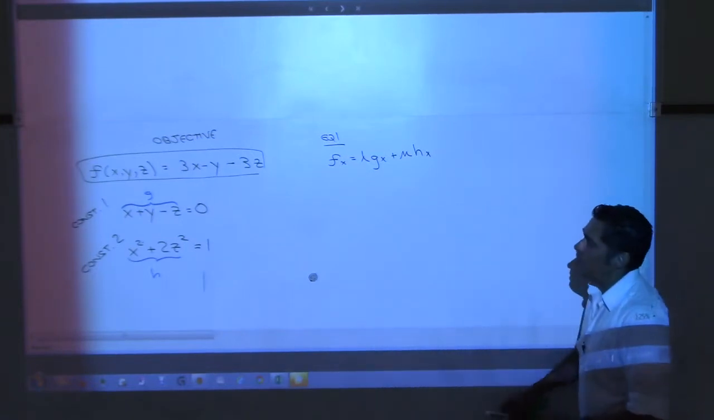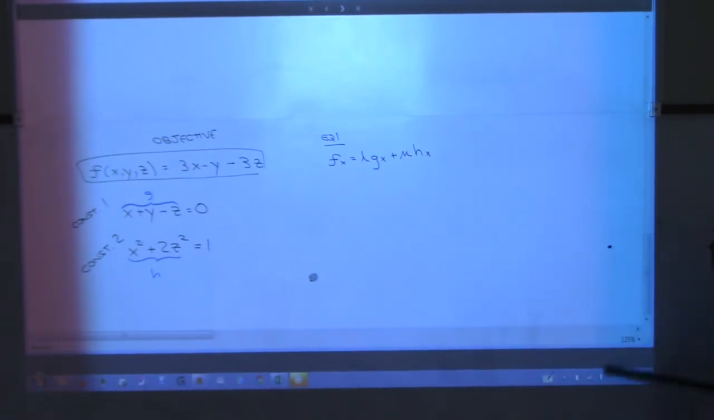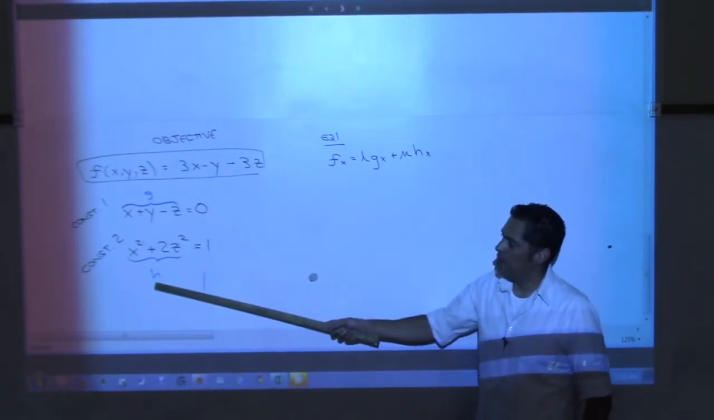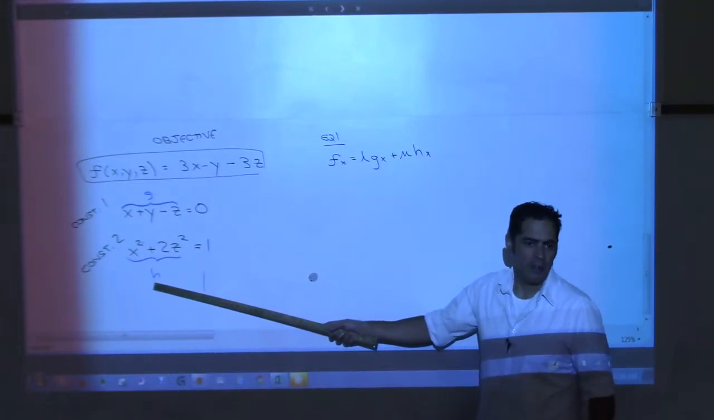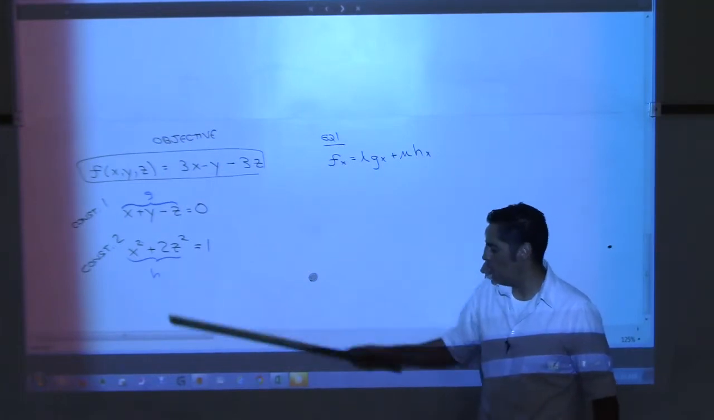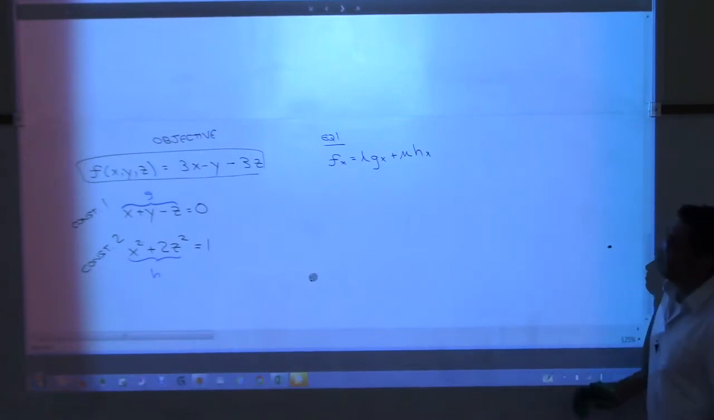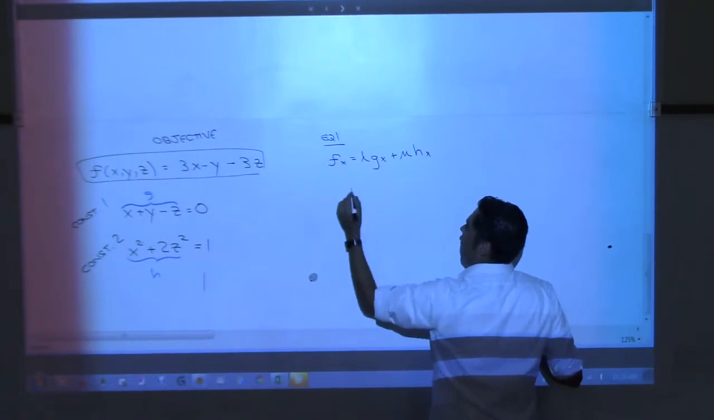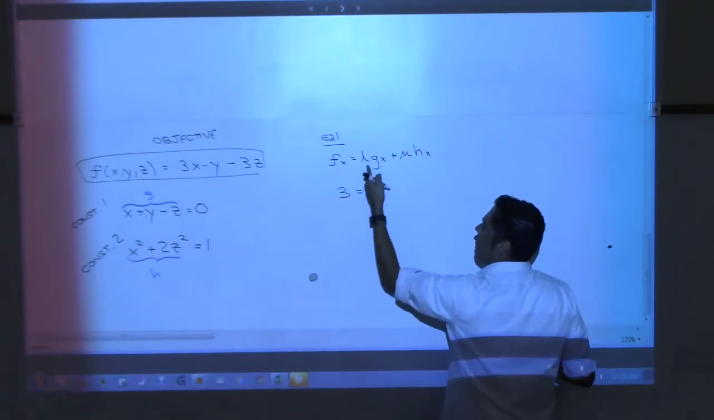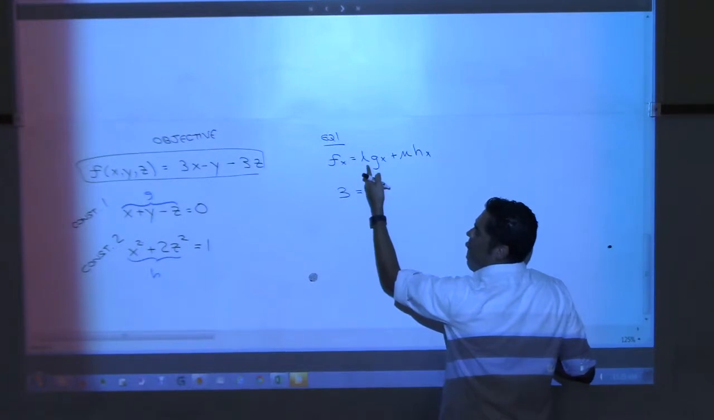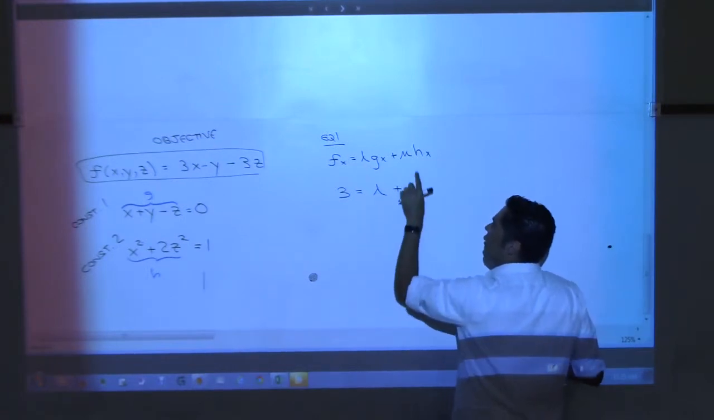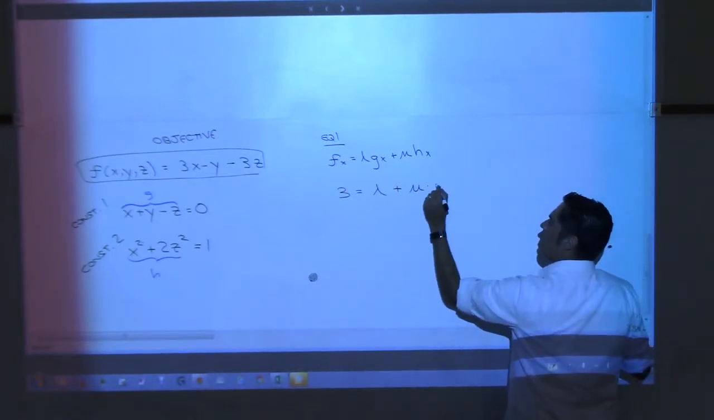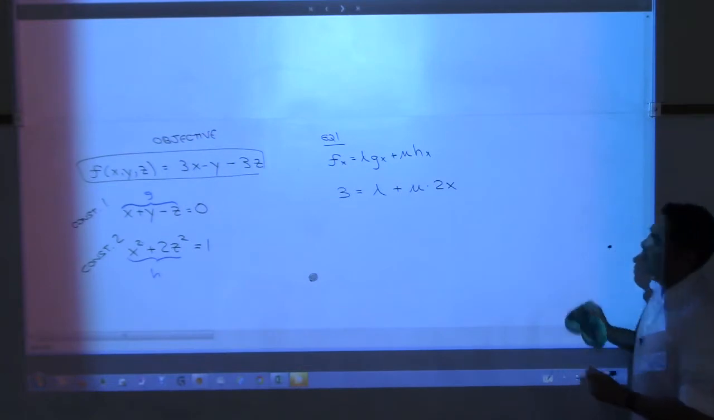Are they both functions of x, y, z? Is g a function of x, y, and z? Yes. Is h a function of x, y, and z? Even though y is not there, you can still consider that a function of x, y, and z. So we're good. All right, let's do this. Partial of f with respect to x, 3, equals lambda, partial of g with respect to x, 1, so that's just lambda, plus mu, partial of h with respect to x, 2x. All right?